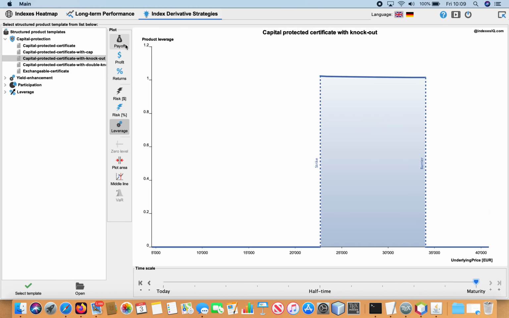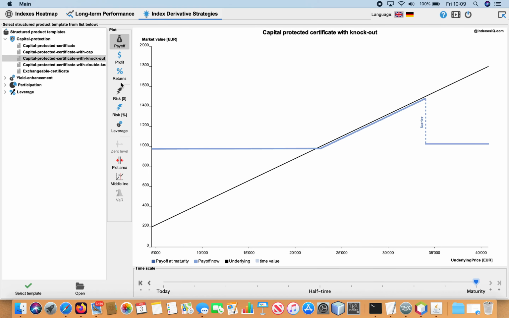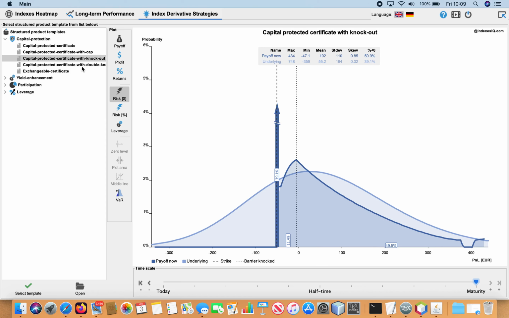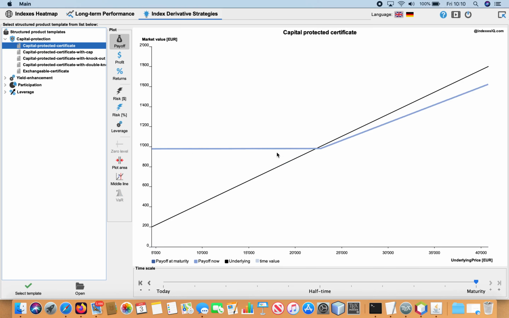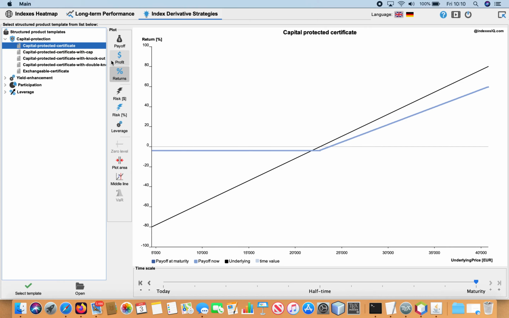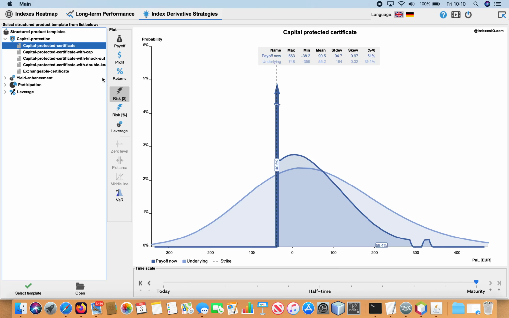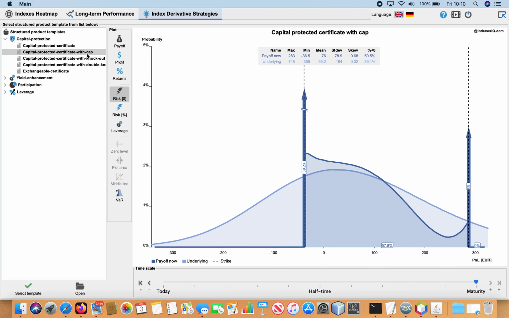That's quite interesting, for example, when you look at the probability distribution of these products. You can see that, for example, the capital protection certificate has this discrete probability spike down here, which is basically the probability of ending up at the plateau down here. And some of them have even more interesting probability distributions. For example, the capital protected certificate with cap has another discrete probability spike up here, which is the cap level.